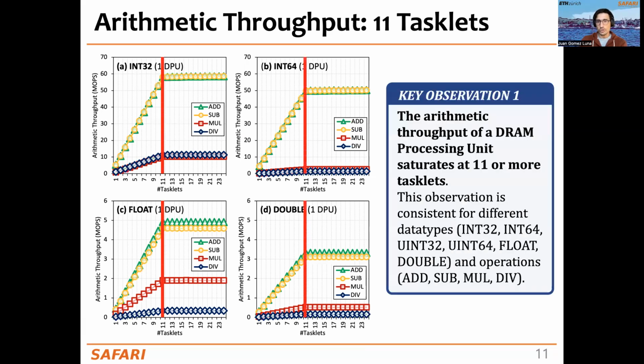The first observation in these plots is that the arithmetic throughput of the DRAM processing unit saturates at 11 or more tasklets. This observation is consistent across data types and operations. The number 11 is related to the number of pipeline stages. It's just that the last 3 stages can overlap with the first stage for one particular tasklet.